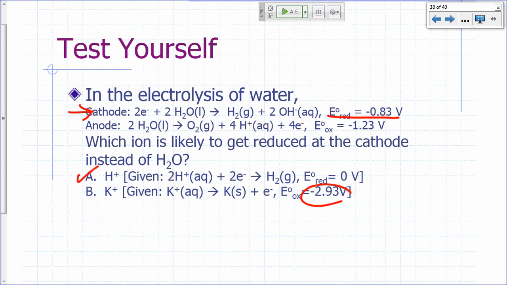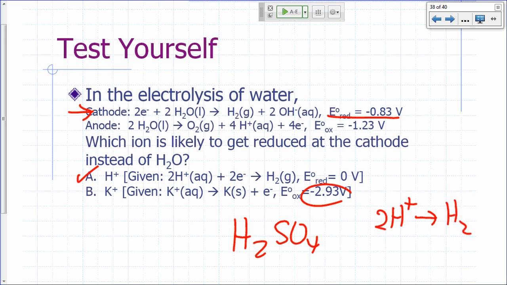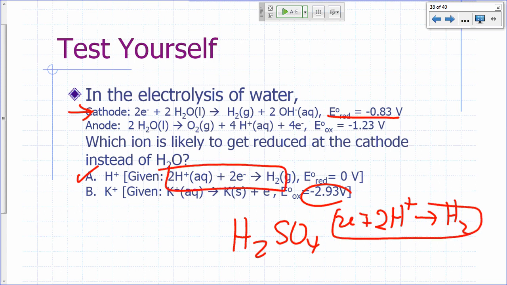So what you can do is, if you put sulfuric acid in your water, then at the cathode, instead of water getting reduced, you're going to have H plus getting reduced instead. H plus from the sulfuric acid would get reduced instead of the water if you put sulfuric acid in your water.